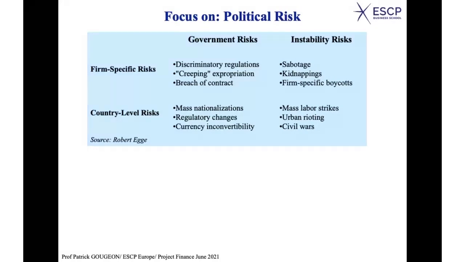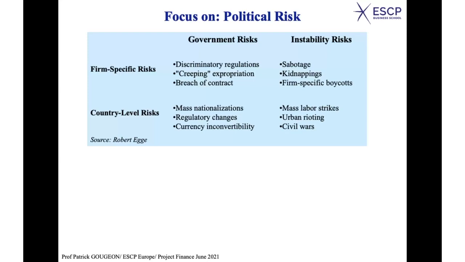Well, what about instability risk? Typically sabotage, kidnappings, firm-specific boycotts. One company might suffer from a boycott for any type of reason, which might be political or whatever. Mass labor strikes that would concern all the companies doing business in the country, urban rioting, and civil wars indeed. So these are the main types of things that might happen, which are considered as part of the political risk. Now, do you have a solution?